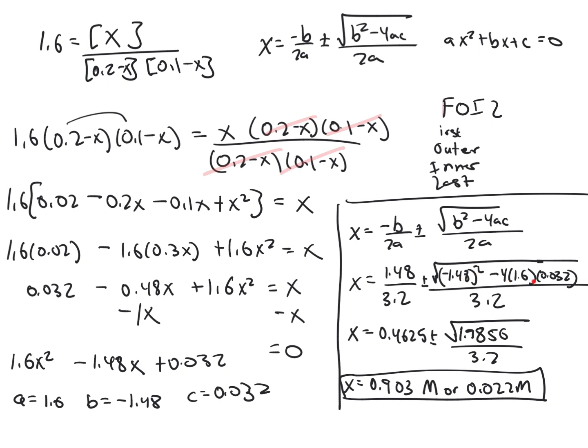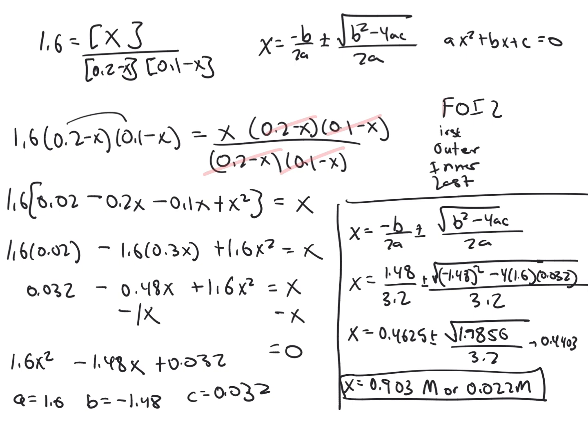Minus 4 times 1.6 times 0.032. Again, if you look, the negative signs are going to be really important. So they're both positive, so minus 4 times 1.6 times 0.032. If you do all that math right, the top is going to be the square root of 1.9856 divided by 0.32. This term here simplified to 0.4403.